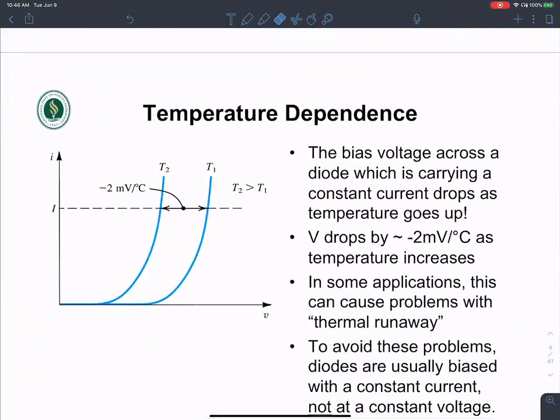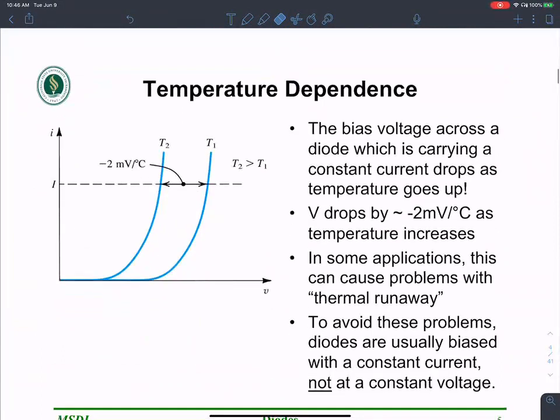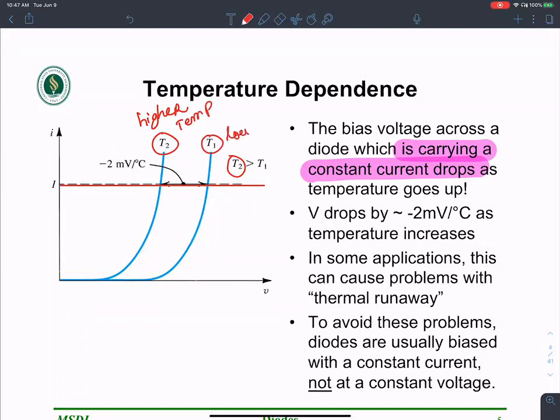Now there's also a temperature dependence. For a given constant current, the bias voltage across the diode drops as the temperature goes up. So at a constant current, as the temperature increases, T2 is a higher temperature compared to T1, which is a lower temperature.